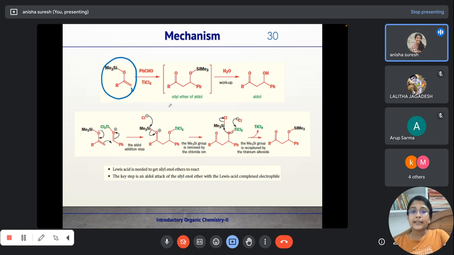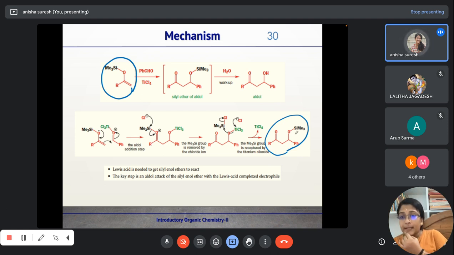leading to formation of this compound. And this Cl minus from this TiCl4, since silicon and halogens have more affinity, Cl minus will be coming and abstracting this SiMe3. So this will neutralize and it will lead to formation of this compound. And then again, this chlorine can come and attack here, and the chlorine will come and attack on this TiCl3, and this bond will be breaking. It will go and attack on SiMe3, and this Cl minus will be leading to formation of this compound. And when we are doing hydrolysis, this SiMe3 will be removed and OH will be coming. This O-Si bond is very labile. So upon hydrolysis, OSiMe3 will be replaced by OH. Clear?